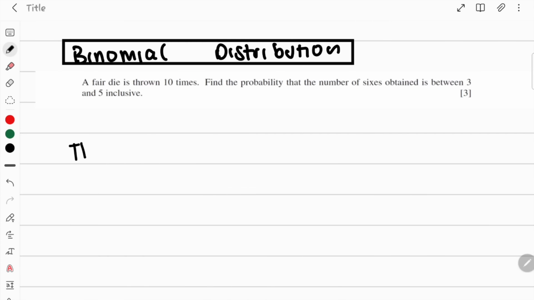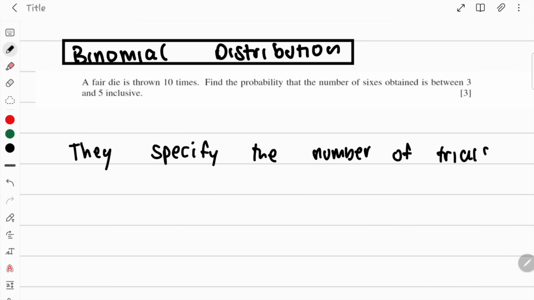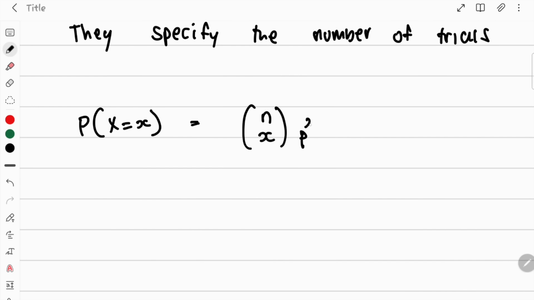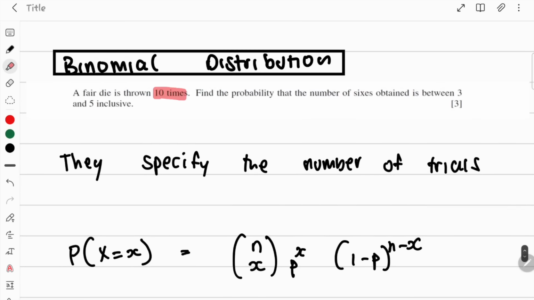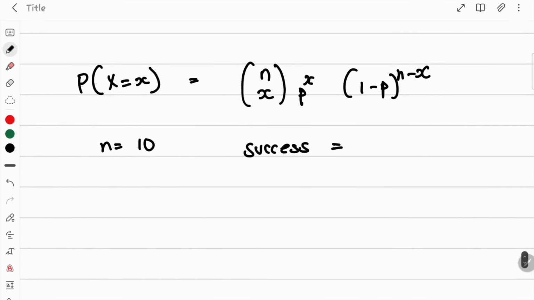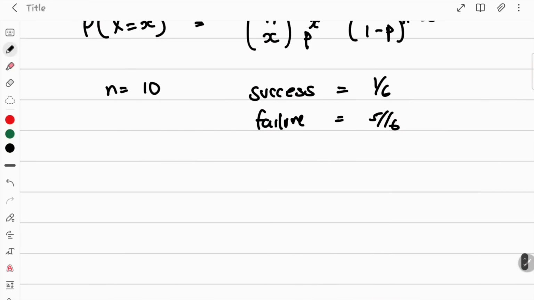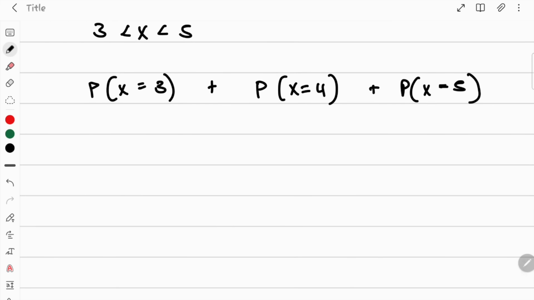Let's now go on to the distributions, and we start off with binomial distribution. This is when they specify the number of trials, and this is the formula. In this question, it says 10 times, the success is 1 out of 6, failure is 5 out of 6. Now using the formula, you find the probability of 3, 4, and 5, and you can get your answer.